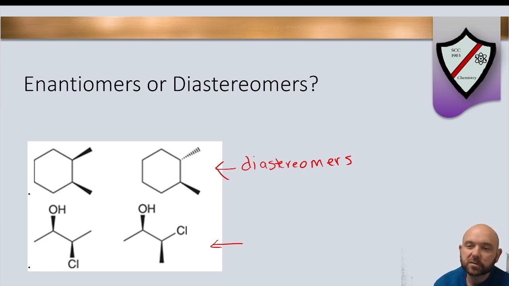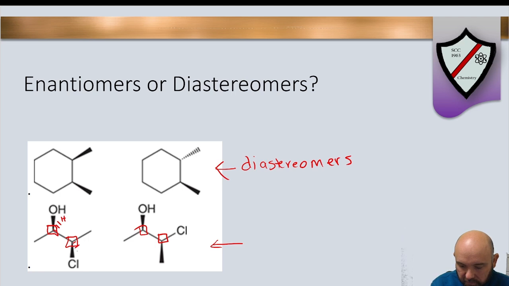So the best way to do a molecule like this is to assign R and S configurations to the two chiral carbons and see if they are exact opposites of one another. If they are exact opposites of one another, they're enantiomers. If they are not exact opposites of one another, they are just diastereomers. So we'll do that now. We'll look at each of these carbons here. These are a little bit simpler. We can't see the hydrogens there, but I will put them there.